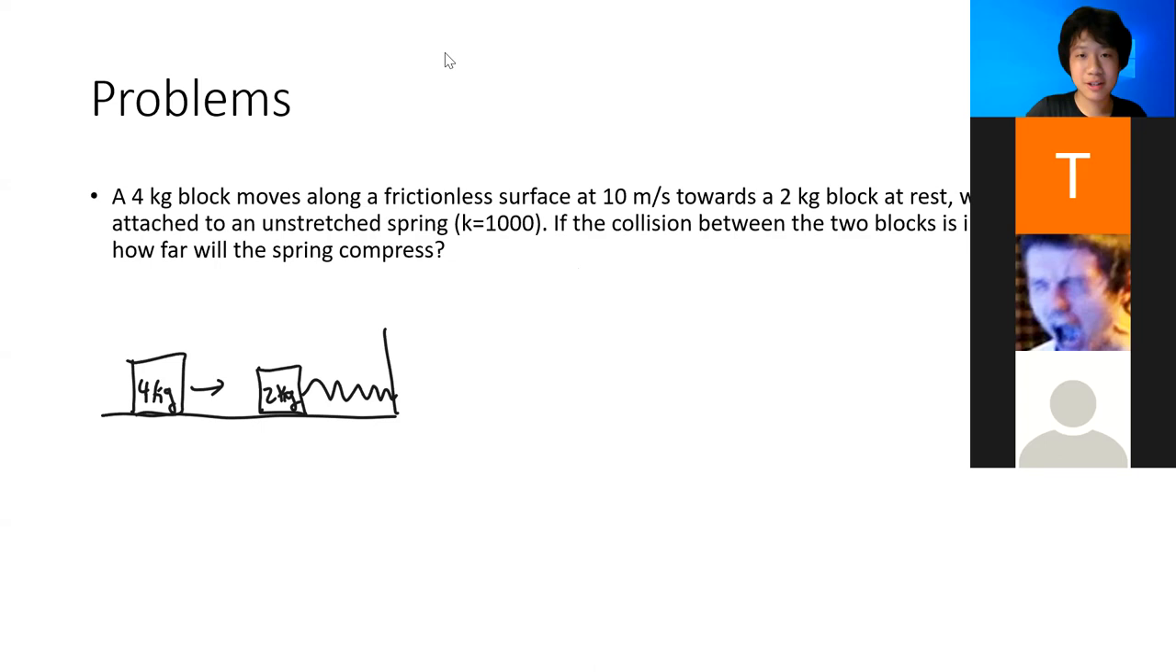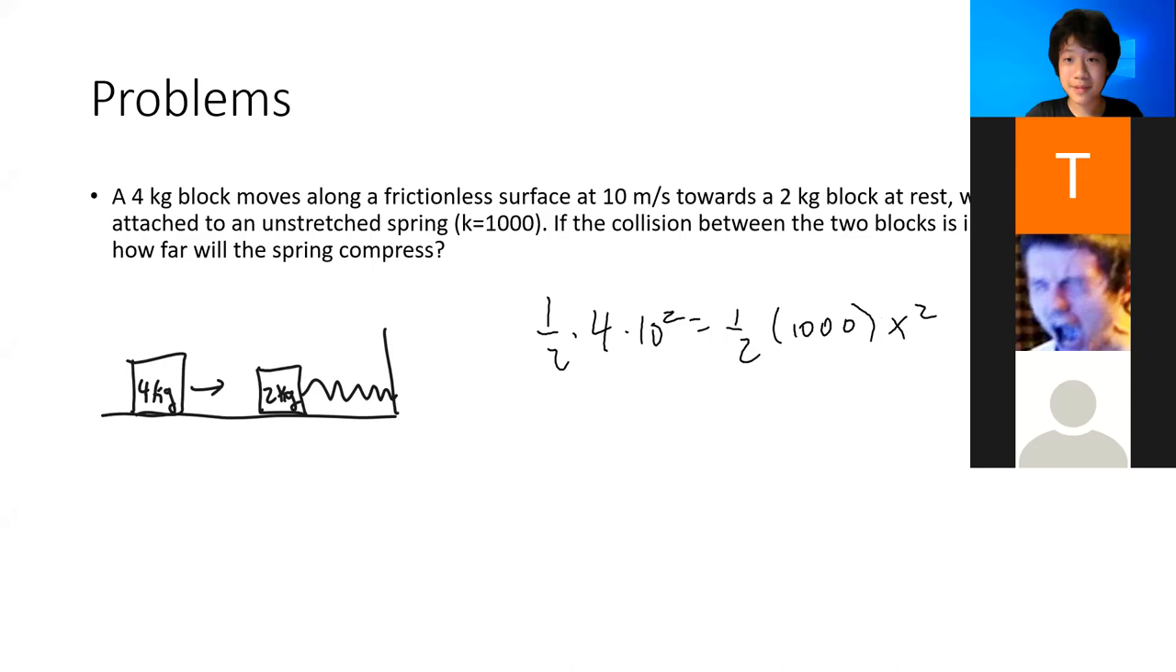So at first glance, here is an incorrect solution. So you might say, hey, initial energy equals final energy. So 1/2 times 4 times 10 squared equals 1/2 times 1,000 times x squared. No, this is not right because the collision is inelastic. So when the two blocks collide, some friction is going to occur, which will create heat. So energy is not conserved in this problem. So how do we solve it then?